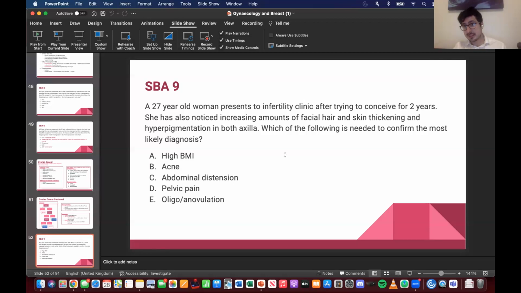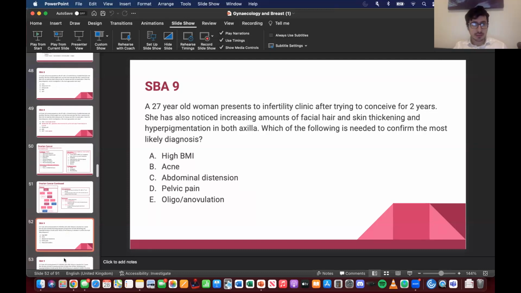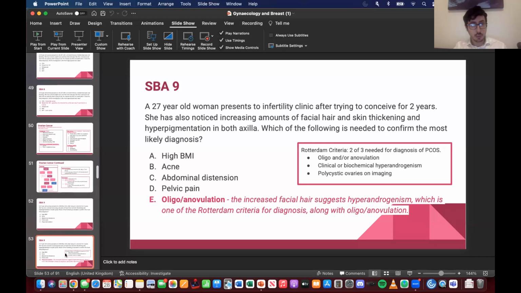Also, she's at the infertility clinic, so difficulties conceiving. This sounds like PCOS. So the diagnostic criteria suggest oligo or anovulation as being required to confirm the diagnosis. The Rotterdam criteria clearly say 2 of the 3 is needed: oligo or anovulation, clinical or biochemical hyperandrogenism.